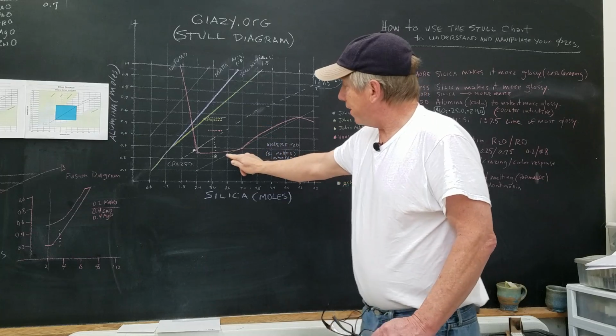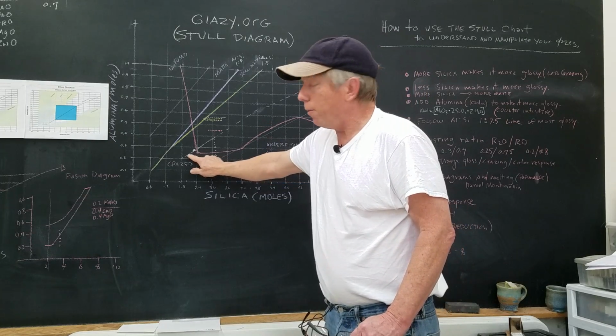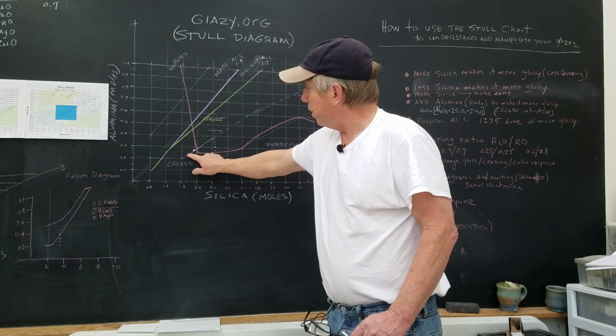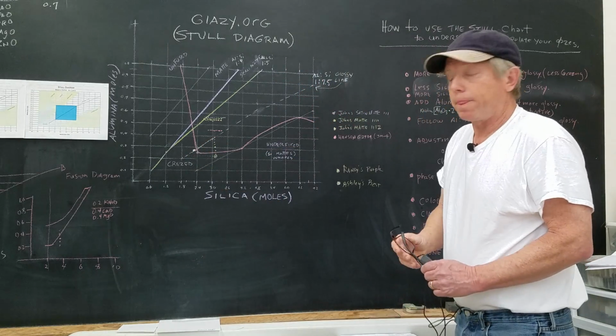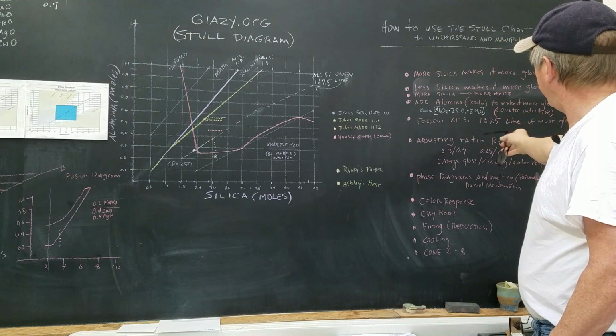Okay? Another way is if I was down here and I took silica out, I would become more glossy because I'm moving towards that line more. Okay? So those are some of the things we're going to do today.